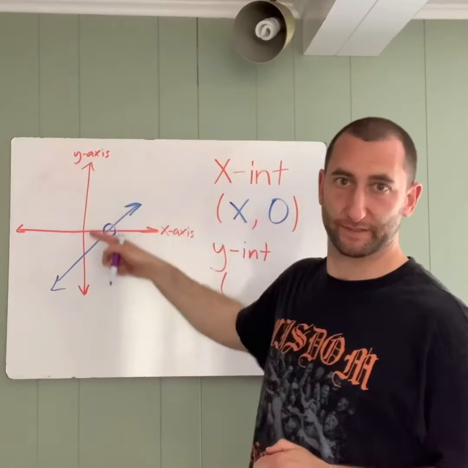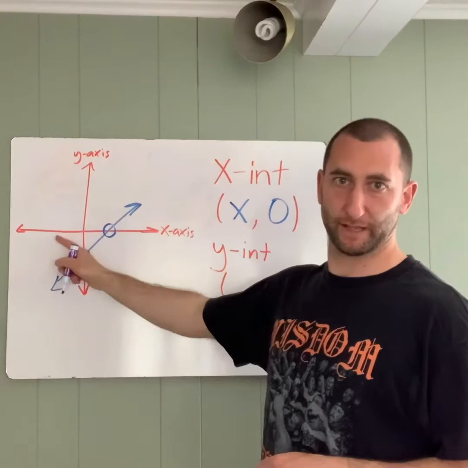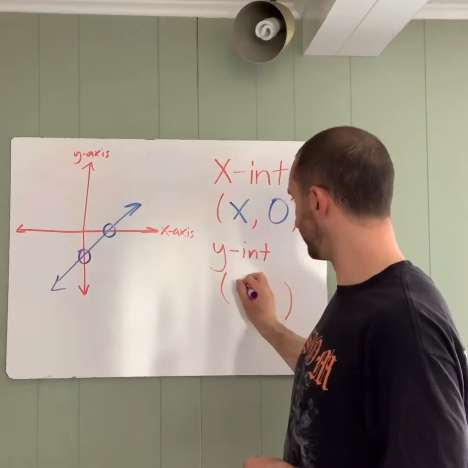Anywhere on here is our y-axis. If the line crosses it, that's our y-intercept. For this blue line, it crosses right there. So what's our x value? From the origin, do we go left or right at all? Nope, we just went straight down. So we did not move left or right. So we have a zero value for our x coordinate and our y value.